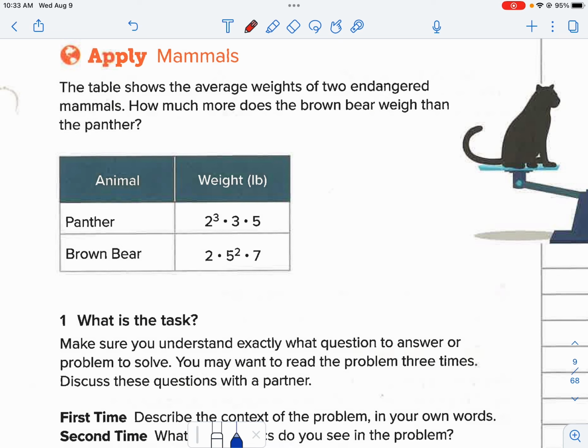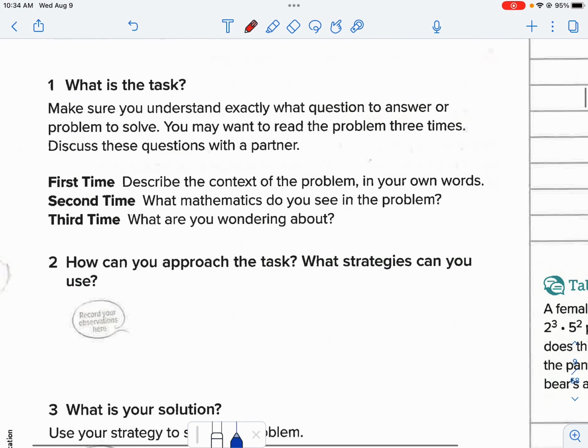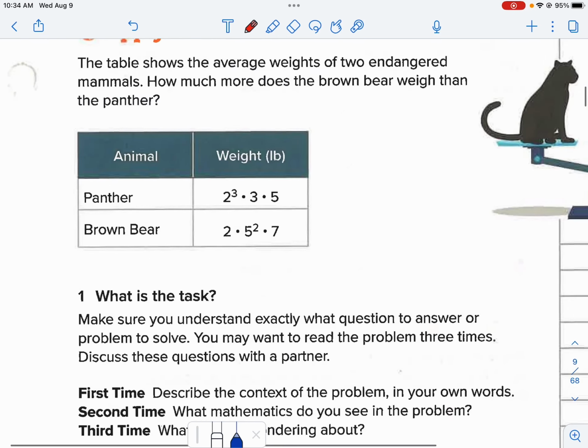The table shows the average weight of 2 endangered mammals. How much more does the brown bear weigh than the panther? Okay, so on this one, we have to figure out, okay, sorry about that. What is the task? Make sure you understand exactly what the question to answer or problem to solve. You may want to read the problem 3 times, discuss these questions with a partner.